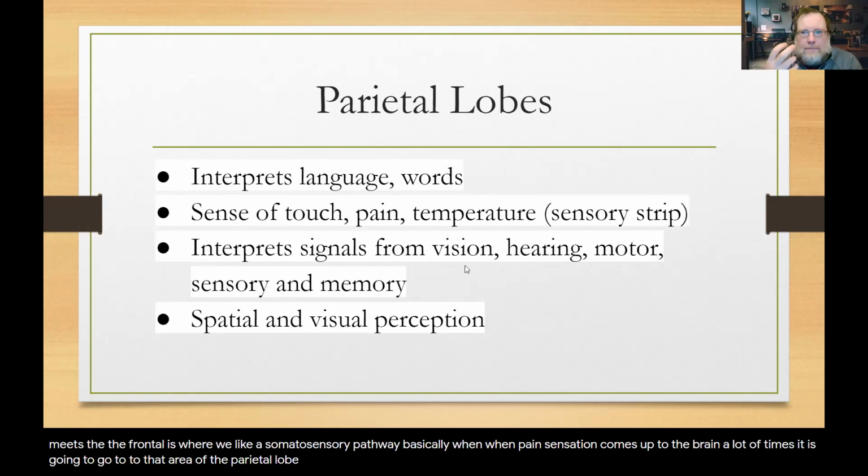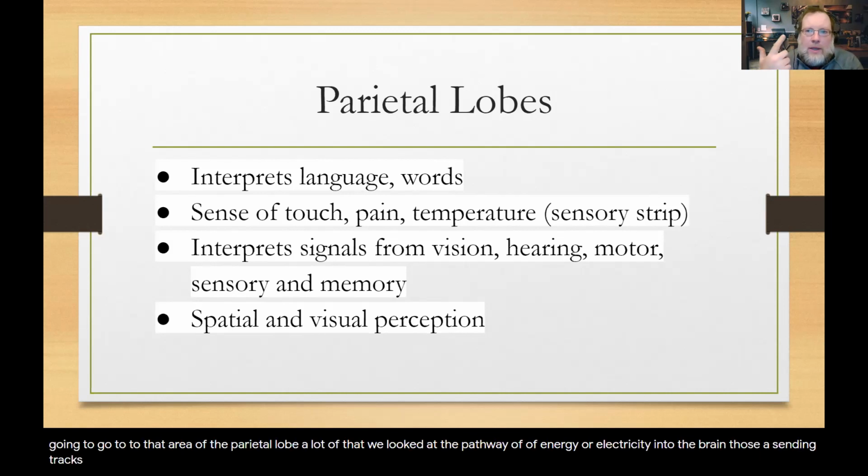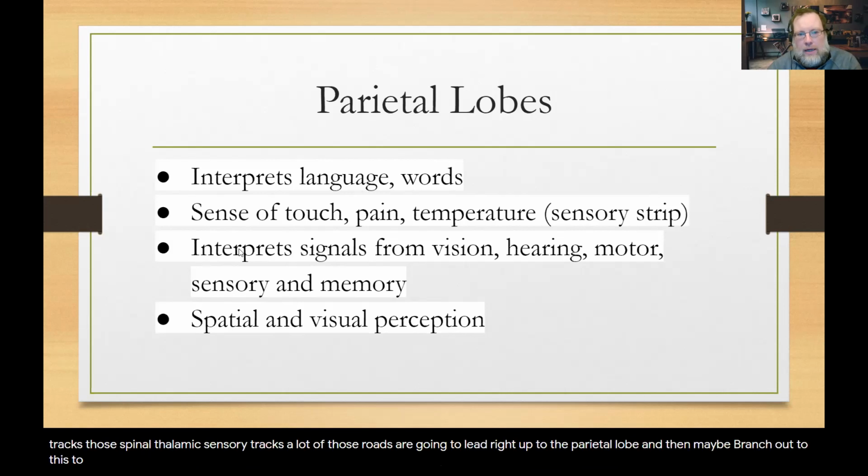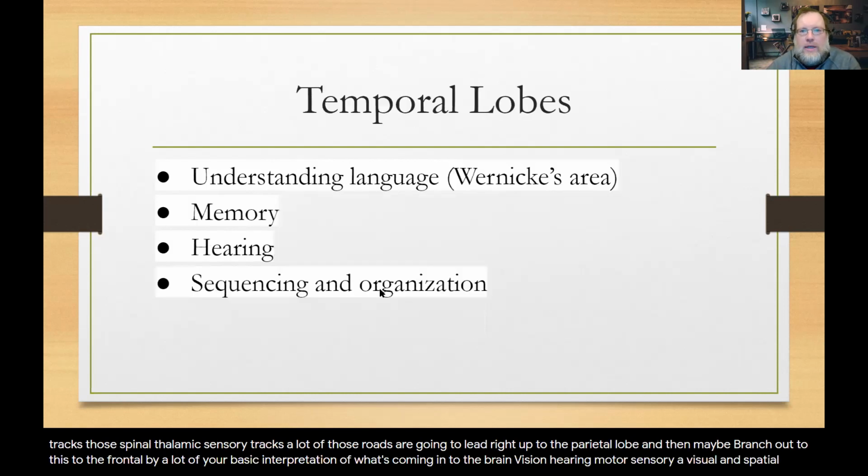So a lot of that, we looked at the pathway of flow of energy or electricity into the brain, those ascending tracts, those spinothalamic sensory tracts. A lot of those roads are going to lead right up to the parietal lobe, and then maybe branch out to the frontal. But yeah, a lot of your basic interpretation of what's coming in to the brain: vision, hearing, motor sensory, visual and spatial perception.